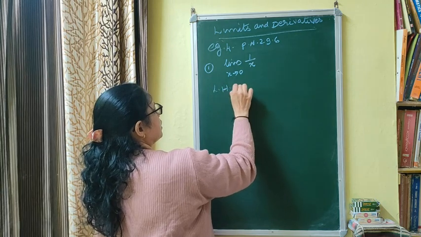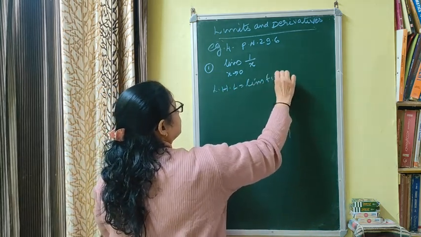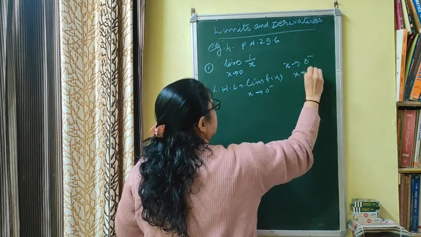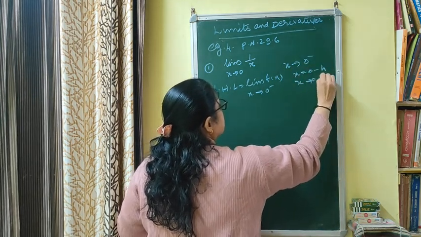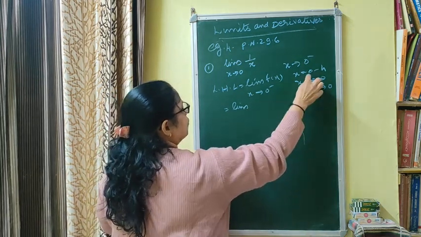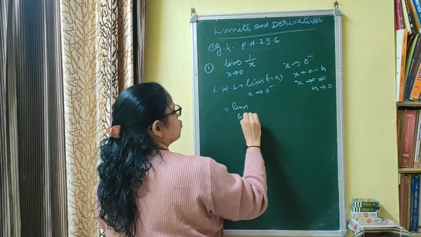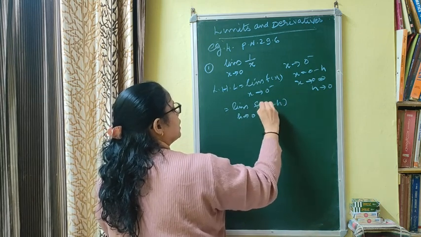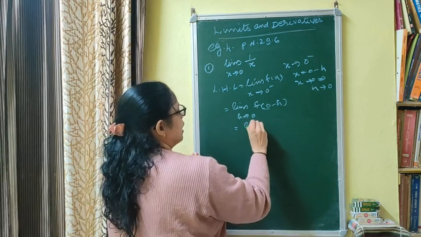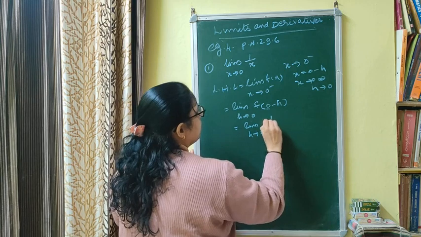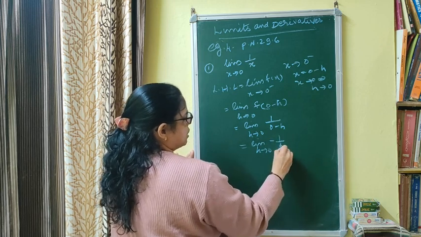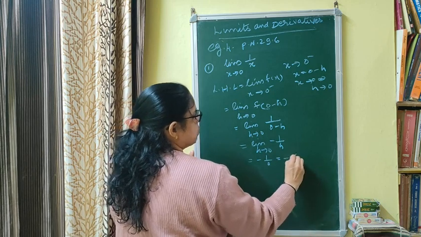Now left hand limit is equal to limit f(x) as x tends to 0 minus, that is x equal to 0 minus h. As x tends to 0, h tends to 0. That implies limit 1 by x, we are converting x in the form 0 minus h, that is limit of f(0 minus h). When the function is not given in redefined form, you will convert it into h form. That implies limit 1 by 0 minus h, that is limit minus 1 by h. Now you can put the value, minus 1 by 0, that is minus infinity.